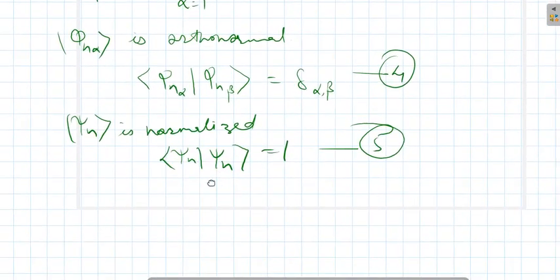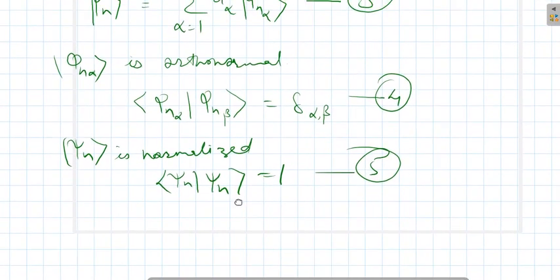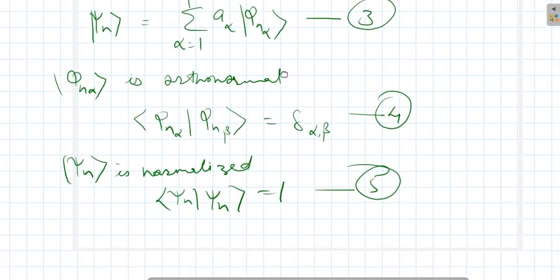Let me put the value of this psi n from equation number 3. So if I put its value, then it can be represented as psi n must be equal to the summation over alpha, A alpha star, and phi n alpha.